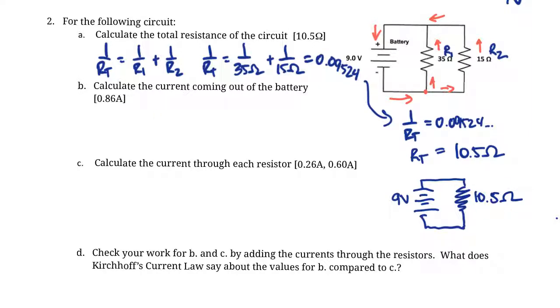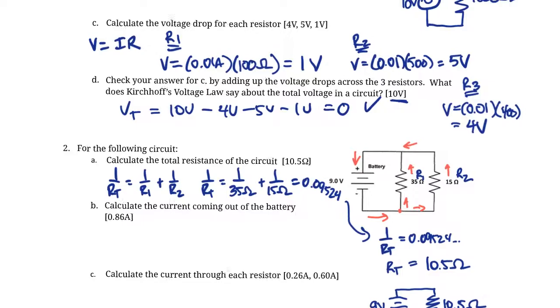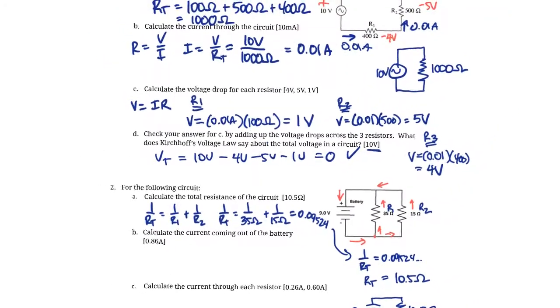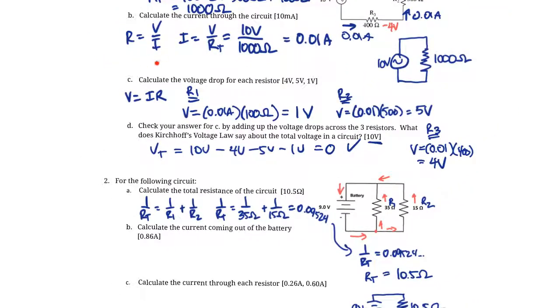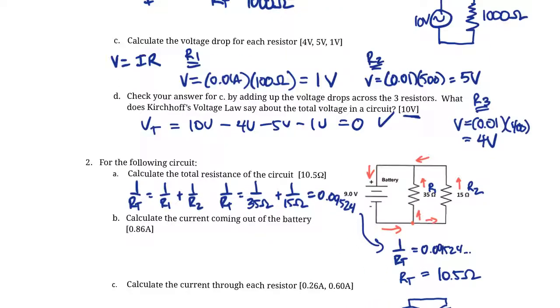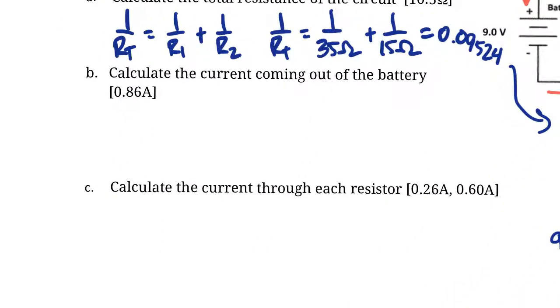Now that we've reduced it to one simple resistor and we know the total resistance, can we find the current? Very similar to that previous question. If we glance up at the previous question, we just found the total current by using Ohm's law: I equals V over the total resistance. We're going to do the same thing here. I is equal to V over the total resistance.